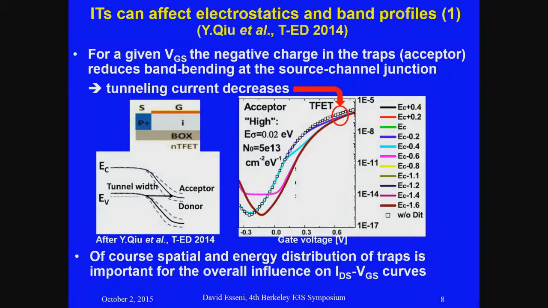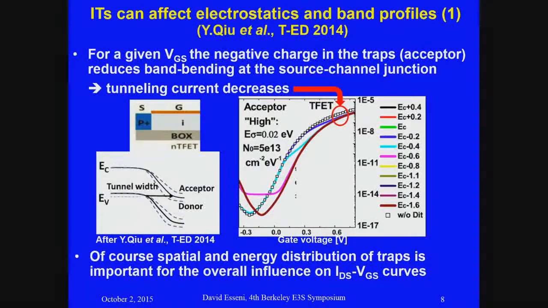And this effect of the interface states, so a sort of indirect effect on the tunneling through the band bending, okay? This indirect effect, in this study that is again based on TCAD simulations, has been identified as the culprit of the fact that in the on state you have an on-current degradation in the presence of traps. Of course, whether you have an acceptor or a donor-like behavior also depends on the spatial and the energy distribution of the traps.